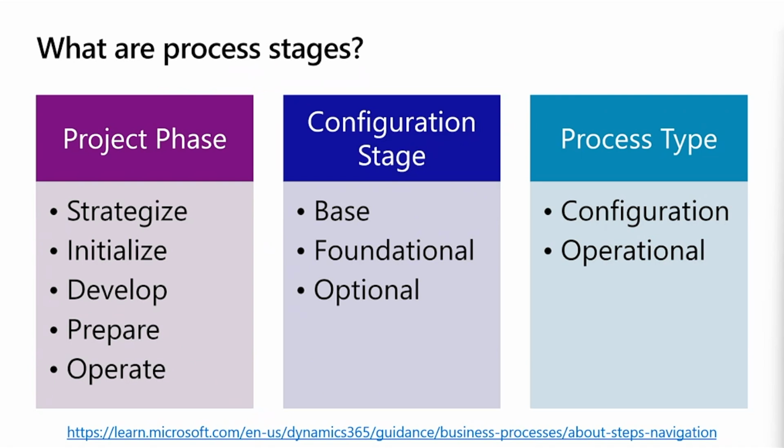The article with the link at the bottom of the page here has more information about these definitions, but basically base means it's required to operate the system, it's mandatory, you have to have it. Foundational means it's foundational to a specific process, but it's not necessarily mandatory to operate the entire system. And then optional things are things that you don't need at all. You can still run a business process without doing it. And then we have 2 types of processes: configuration and operational.